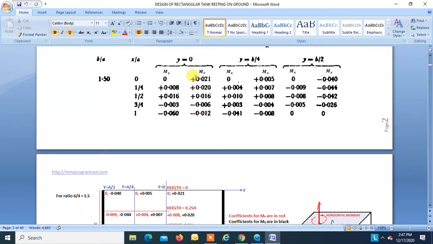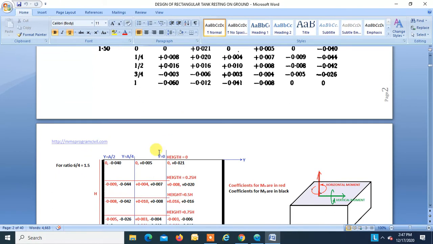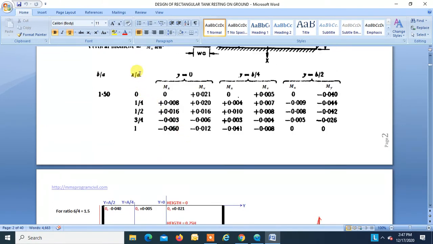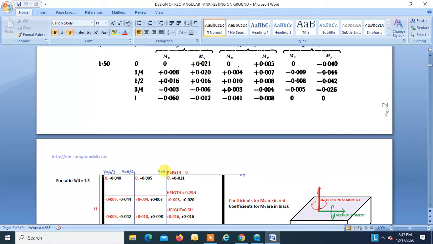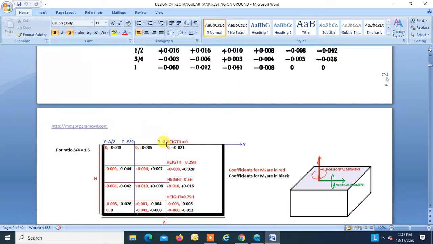Say for y is equal to 0, mx is equal to 0, my is equal to 0.021. So y is equal to 0 and x by a is equal to 0, so that is this point. mx is 0 over here, my is 0.021 over here. So at this point you have one mx and one my. The red text shows the coefficient mx and the black text shows the coefficient my.